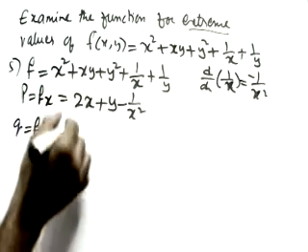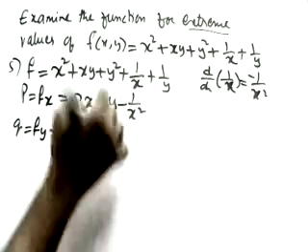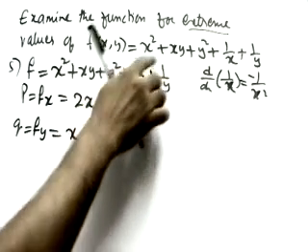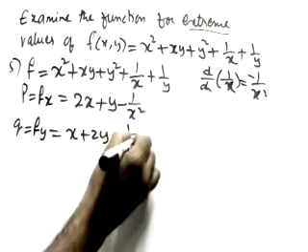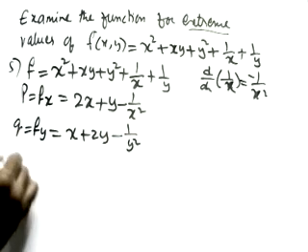Differentiation with respect to y. No y here, 0. y is 1, 1 into x is x. y square is 2y. We don't have x, y here, 0. d by dy of 1 by y will be minus 1 by y square.